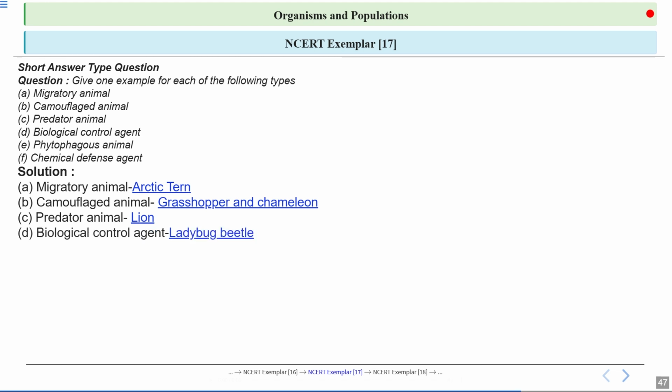Next are the biological control agents. The ladybug beetle is a helpful insect for farmers. Ladybugs eat pests like aphids and act like natural pest controllers. They also reduce our dependency on chemical pesticides. Next one is phytophagous animals. These are those that feed on plants. Caterpillars are a very good example. They munch on the leaves and can sometimes be seen in gardens or on trees as well.